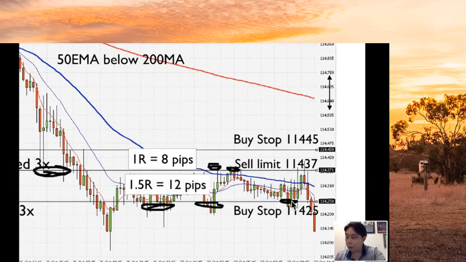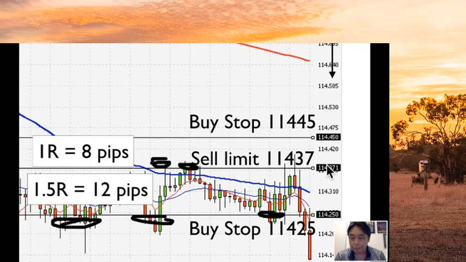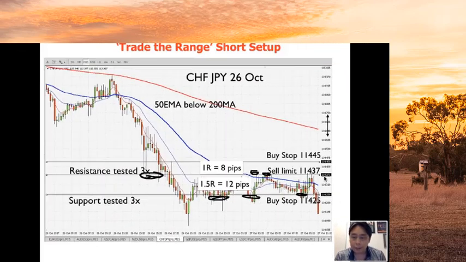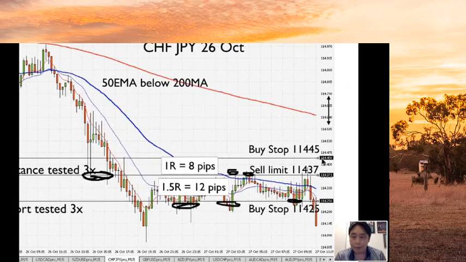So at this point in time, the price was going up. And I said, okay, it's going back to that resistance. I anticipated that it's going to reverse. I placed my sell limit order at 1.1437, as you can see. Profit target 8 pips above my entry price, which is 1.145.